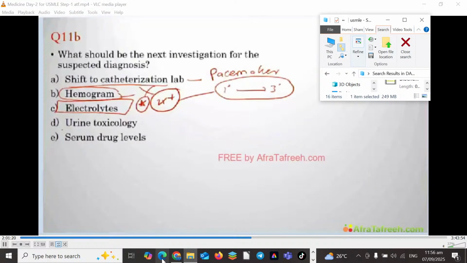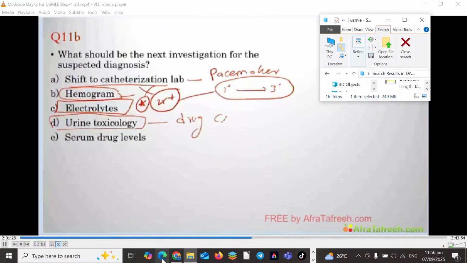Urine toxicology would become useful if we are suspecting a drug resulting in complete heart block. Any such drug used in elderly which can result in complete heart block?